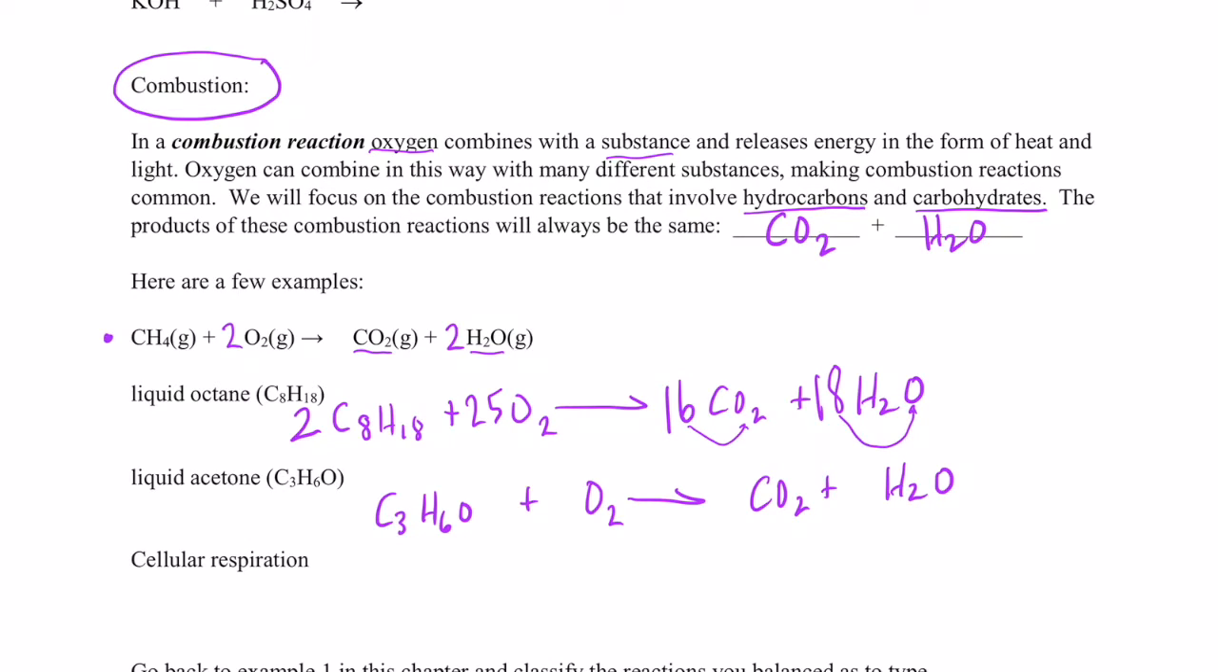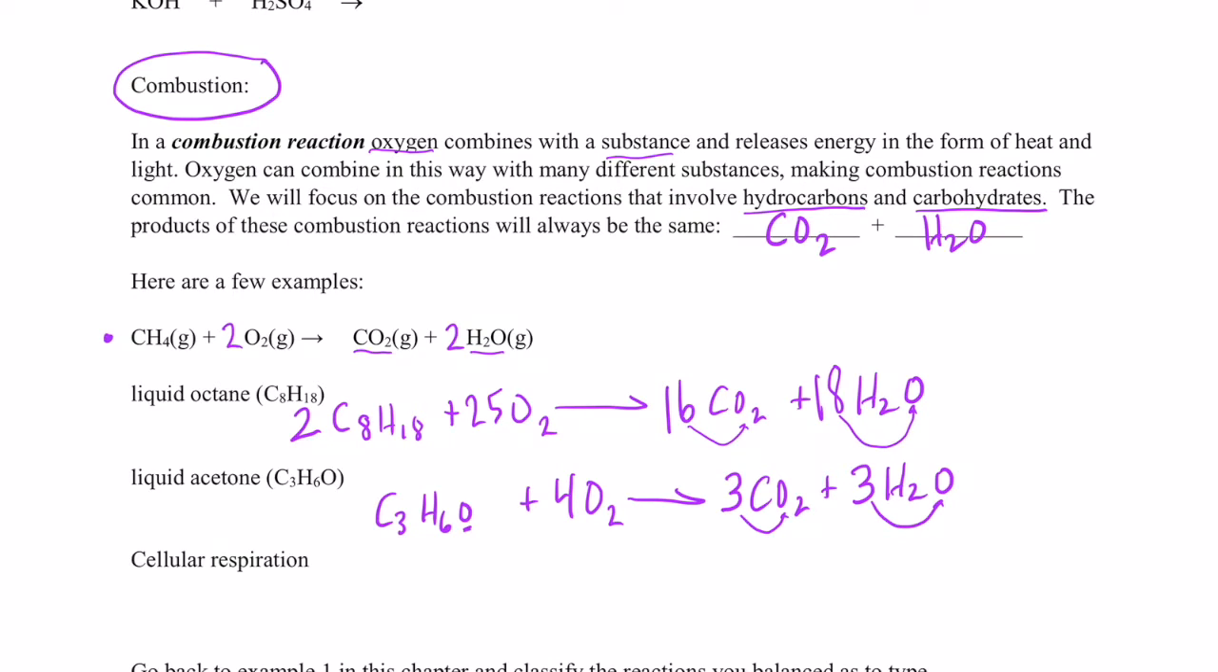Now this one was pretty easy to balance. Put a 3 in front of CO2 to give me 3 carbons on both sides, a 3 in front of water to give me 6 hydrogens on both sides. That gives me 6 oxygens plus 3 more is 9. We have 1 more here, so if I put a 4 in front of O2, that will give me 9 on the reactant side to balance those O's.